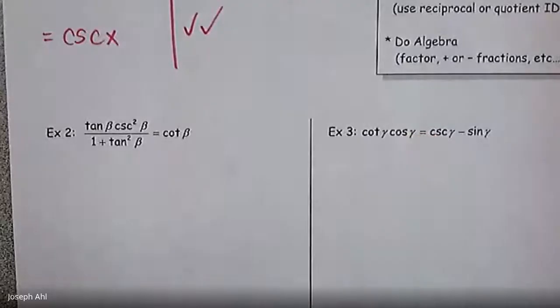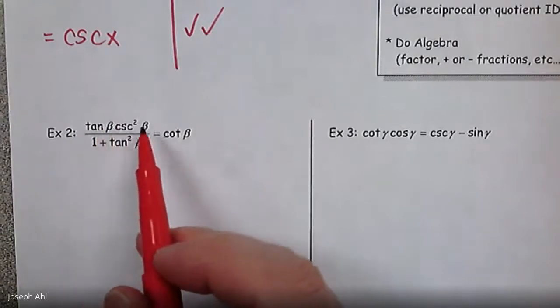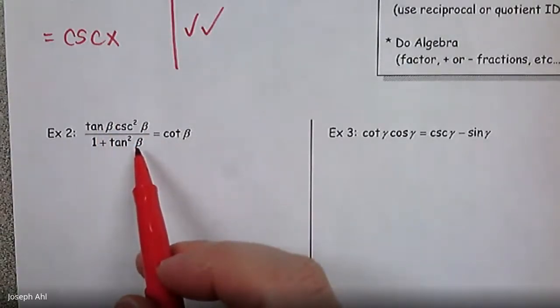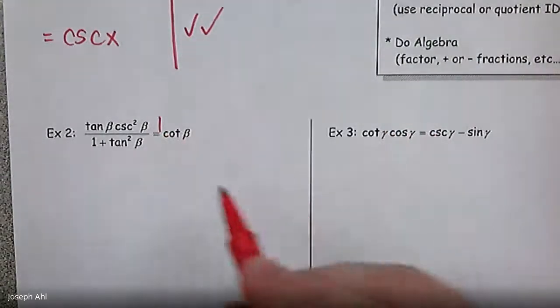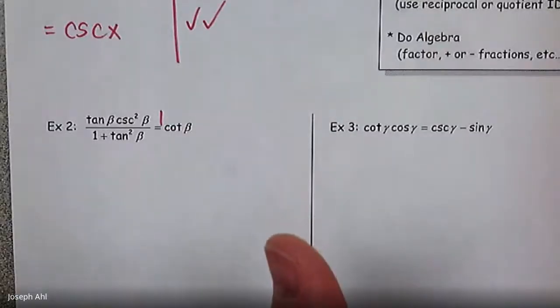Okay. Here's what I'm going to do in the next example. In the next one, we have a little bit more complicated. Tangent of beta times cosecant squared of beta, and then 1 plus tan squared on the bottom. I want to prove in the end that this equals cotangent of beta. So I'm going to leave cotangent alone. That looks pretty simple as it is to start.